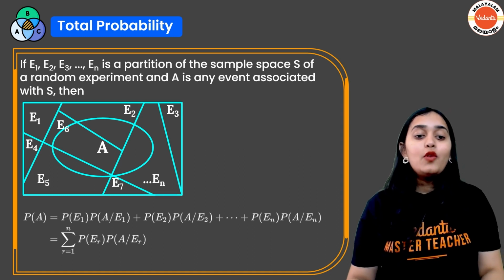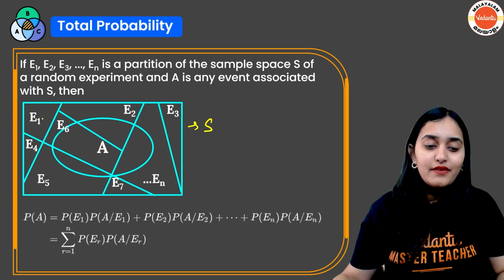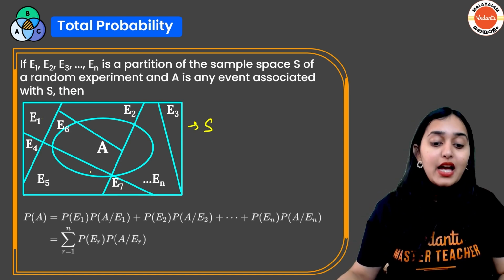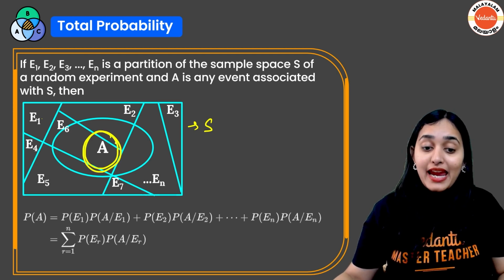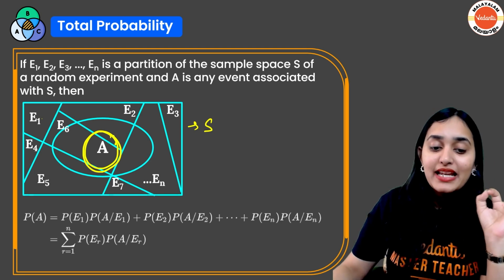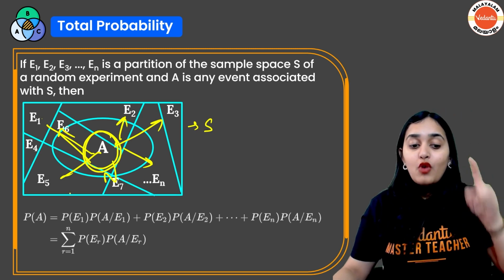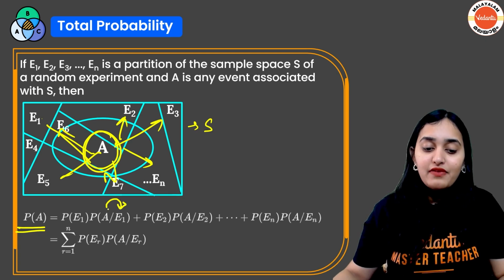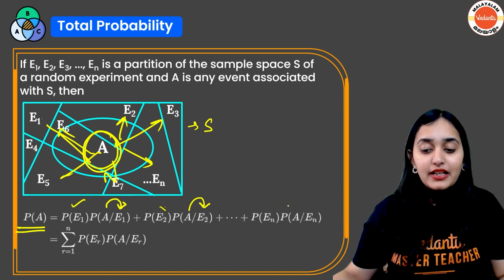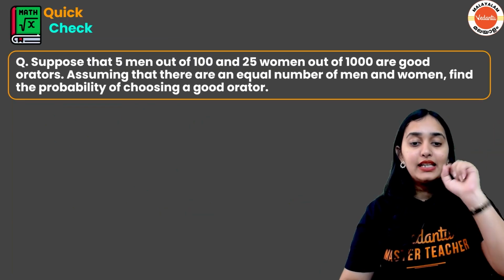So what is total probability? Simple. If there is a sample space and a lot of events happening, event 1, 2, 3, 4, 5, 6, and you want to calculate the probability of happening of A, where A depends on E1, E2, E3, E4, E5, E6, on all of them. Then probability of A will be A given E1 multiplied with E1, plus A given E2 multiplied with E2, plus A given E3 multiplied with E3, and so on. That is total probability. Clear?